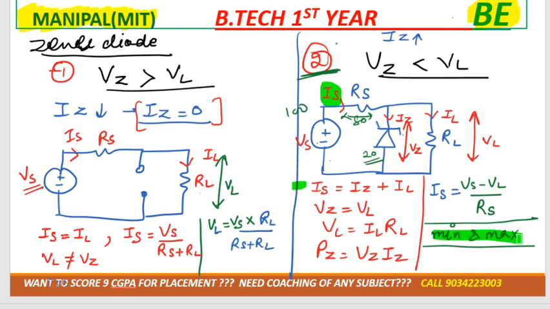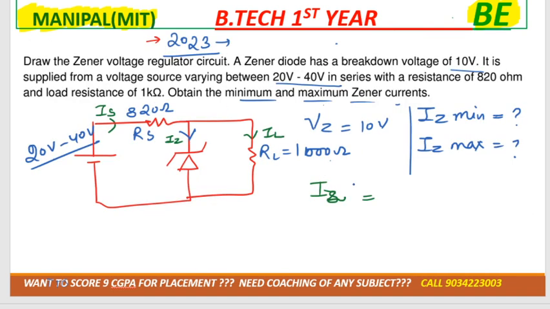As I told you, minimum and maximum is, so we have to use second condition only. So IZ would be how much in this case? No, for this question, IZ would be equal to IS minus IL now. Okay. So I'll put the formula IZ is equal to IS minus IL, right? So if I'll consider IZ minimum, so IS would be minimum and IL would be maximum.